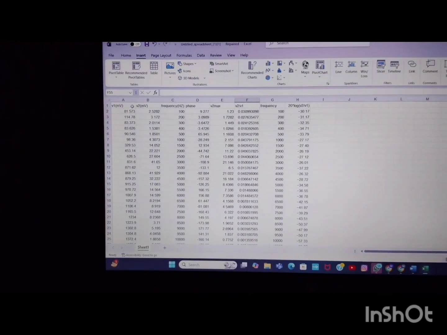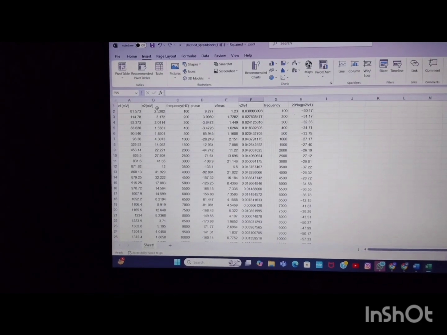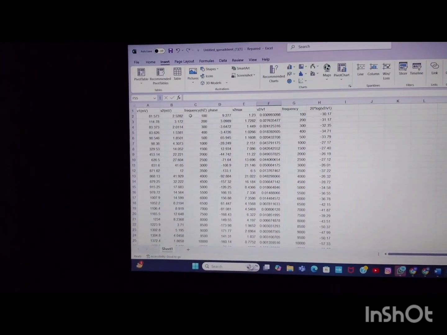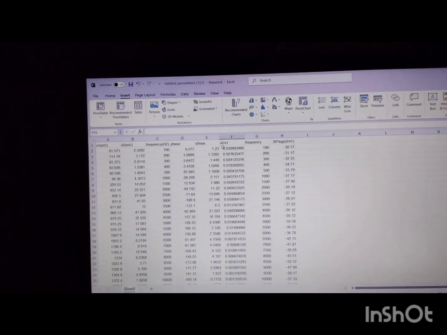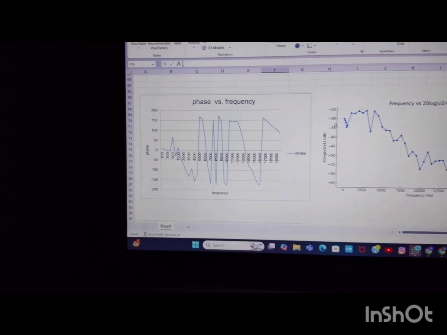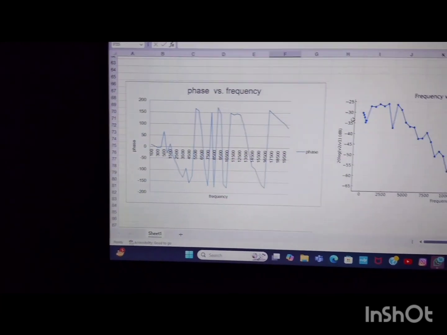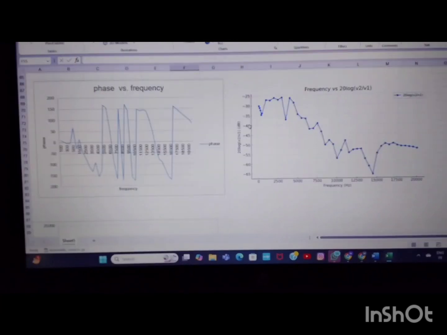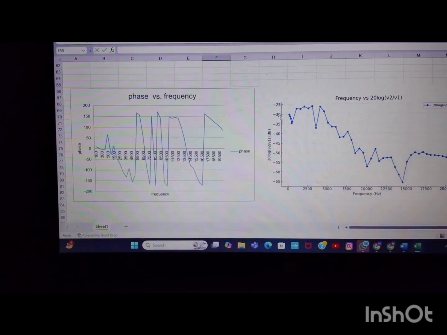V1 is input in millivolts and V2 is output in millivolts. This is frequency, this is phase and this is gain. Then this is ratio frequency, F higher, F lower, bandwidth, quality, Q factor, and this is the graph of phase versus frequency, and this is the graph of frequency versus gain.